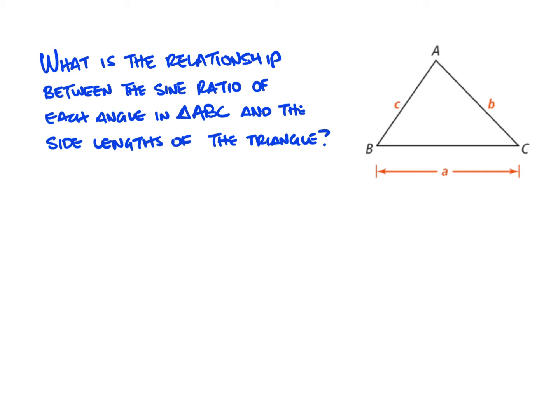picture and this question. It says, what is the relationship between the sine ratio of each angle in this triangle and the side lengths of the triangle? Now, as of right now, when you see something about sine ratio, you're probably thinking about SOHCAHTOA, right? Let me write out SOHCAHTOA here. We learned before about SOHCAHTOA and the fact that the sine ratio is equal to the opposite leg of the angle divided by the hypotenuse of the triangle.